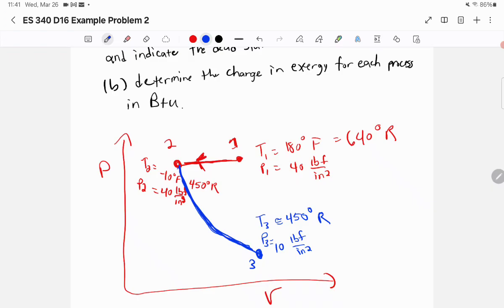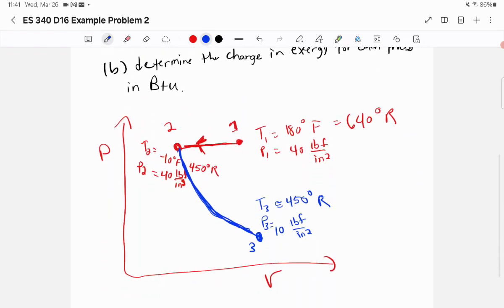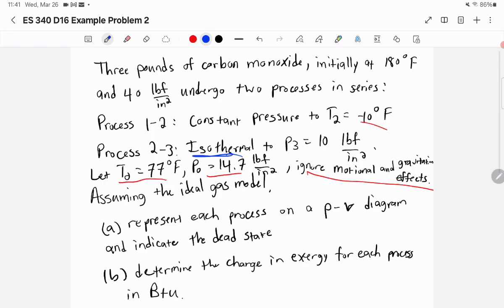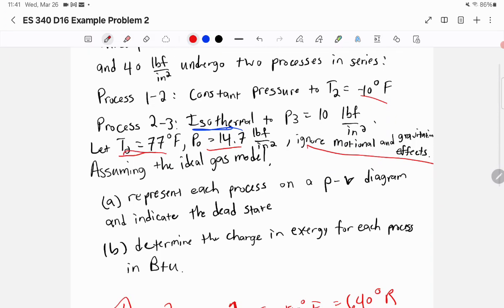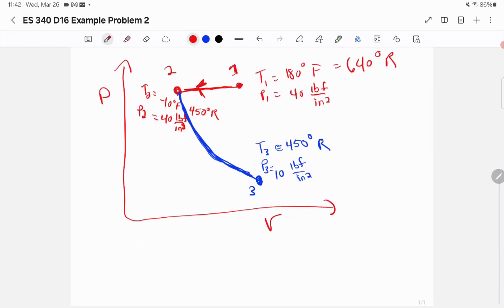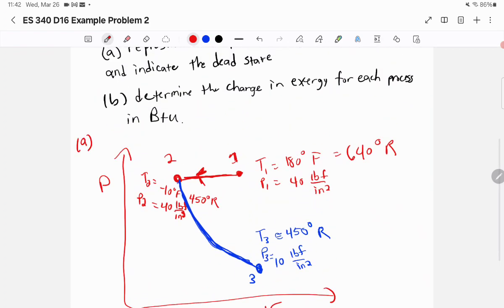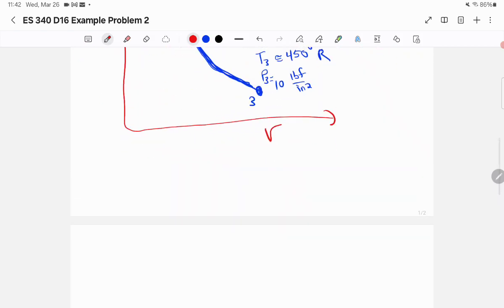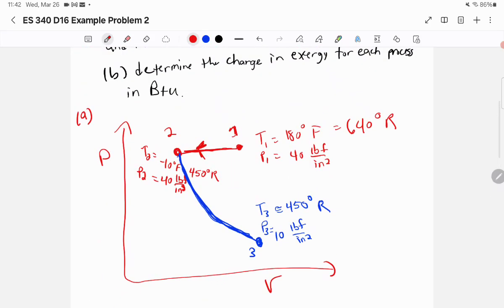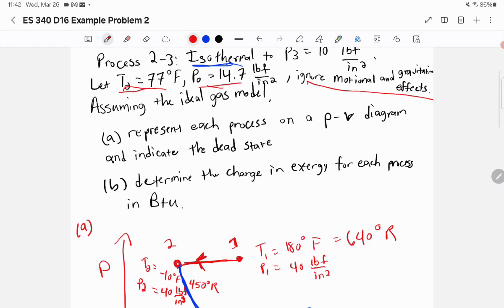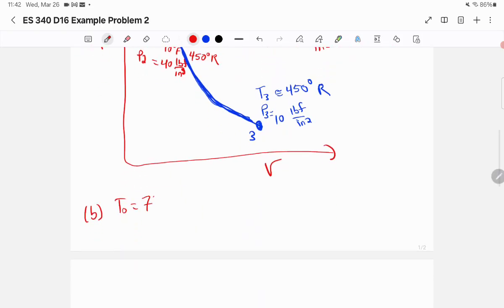Okay, so we can actually map all of these things out, and we know for part B we're going to be interested in the dead states because we want to find the change in exergy, right? So this is part A. I finished this part. But for part B, we're going to take note of the fact that T0 is equal to 77 degrees Fahrenheit, which is about 563 degrees Rankine.